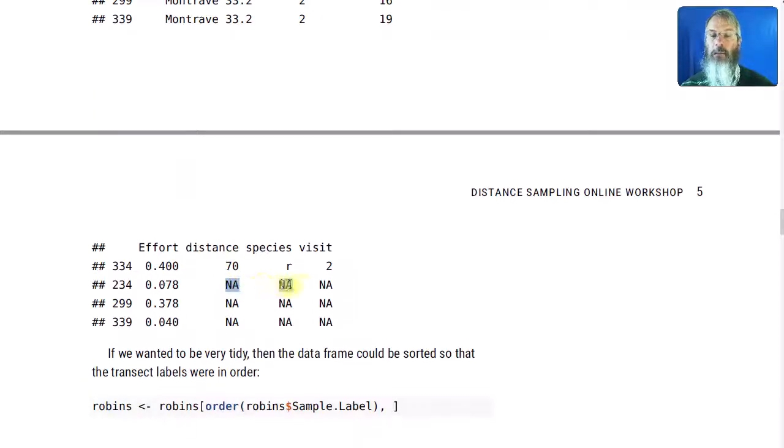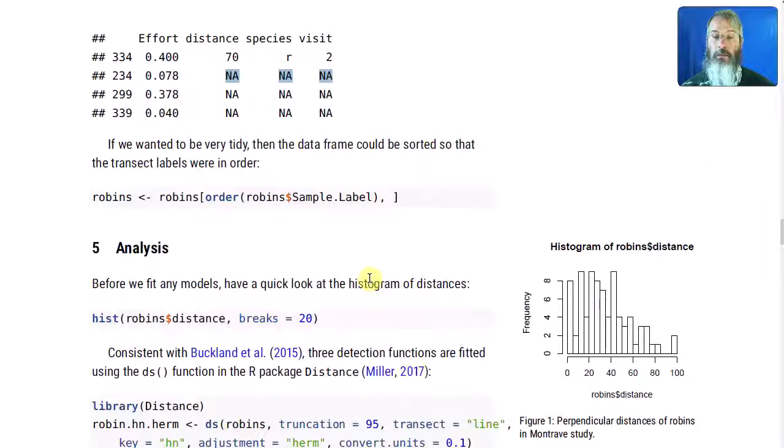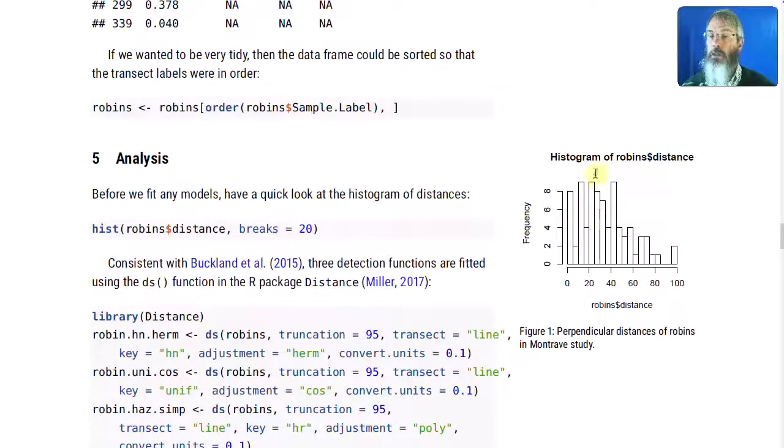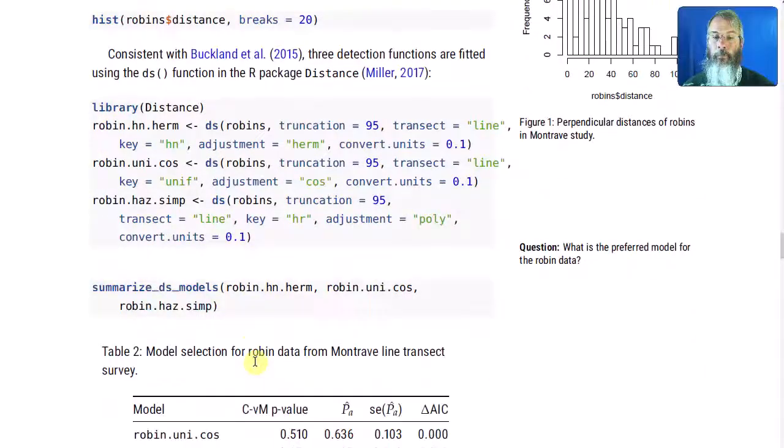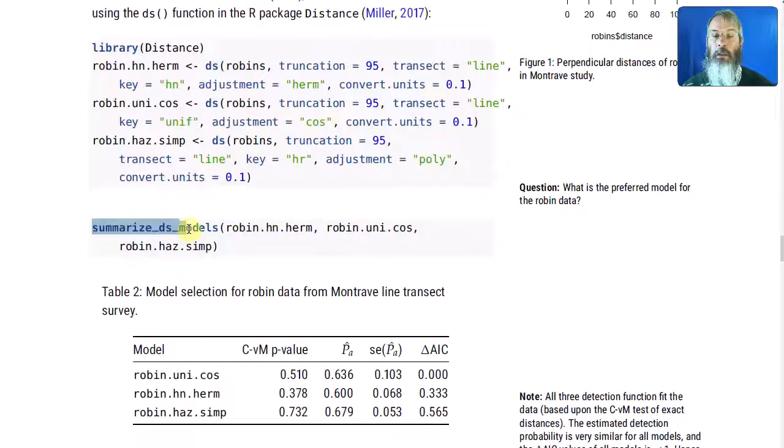We now have NAs, not applicable, for the perpendicular distances, the species label, and the visit number. Once those records with the NAs are incorporated into our data set, we can then analyze them. So here's what our histogram for our robin data set looks like. Here are the 3 models that we fitted to the robin data. And the result from this clever little summarized ds model table is this.